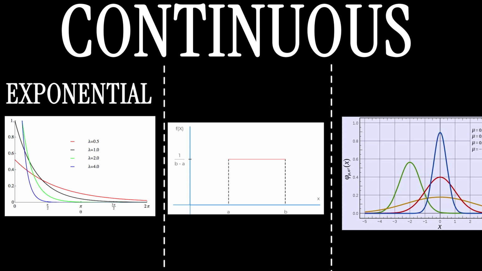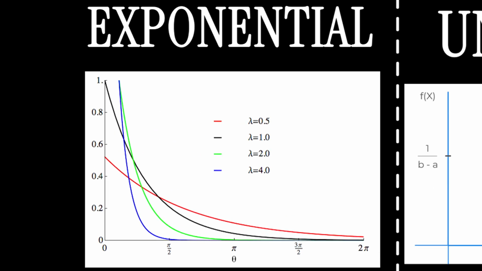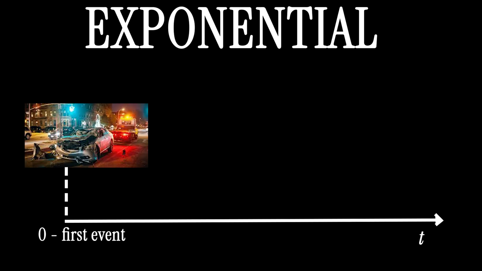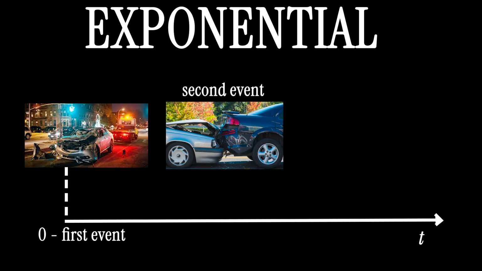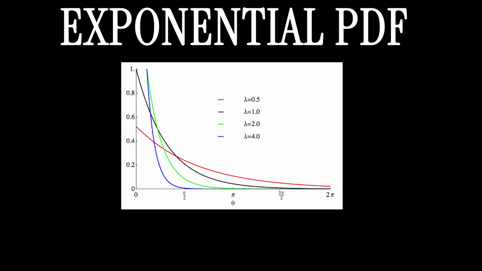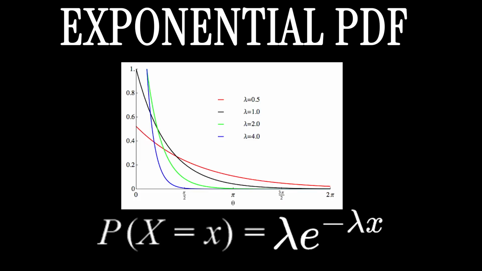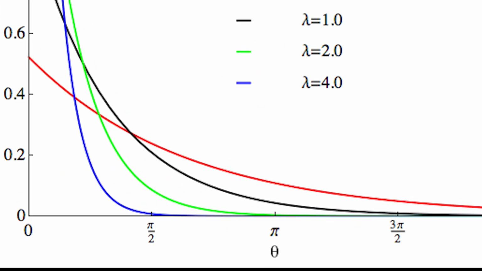Now, continuous distributions. The most frequent ones are the exponential distribution, uniform distribution, and the almighty normal. The exponential distribution allows us to determine the likelihood of a set distance in time between two Poissonian events. In the car accidents example, this would allow us to model the distance in time between two accidents. The function that describes this distribution takes the same lambda parameter we had in the Poisson distribution. As you can see, the time interval isn't necessarily fixed, but it varies from 0 to possibly infinity.